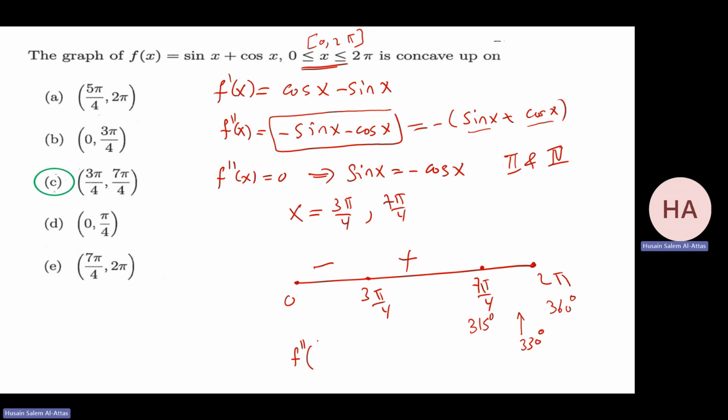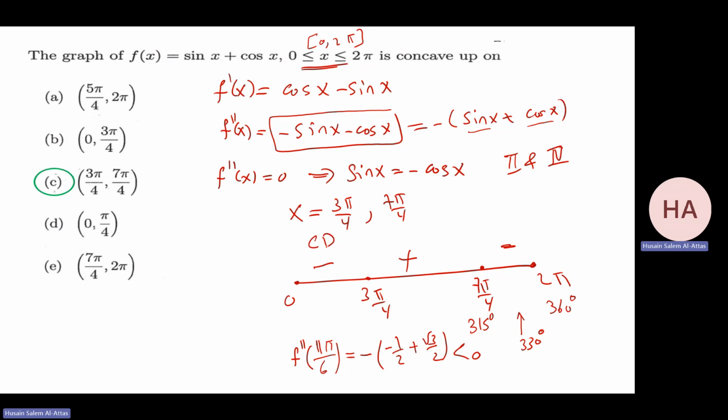Eleven pi over six. It will be what? Minus sine of 11 pi over six, it's minus half. And cosine of 11 pi over 6 is root 3 over 2. That gives me what? Positive or negative? That will be a negative value, because square root of 3 minus 1 is positive, times minus, that will be negative.